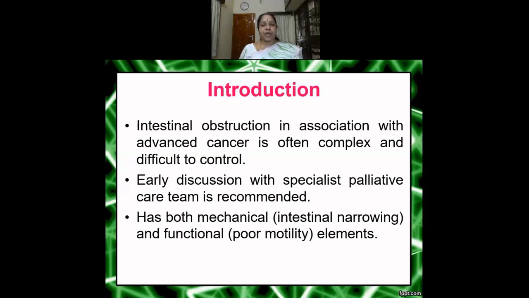Early discussion with the specialist palliative care team is recommended, because we have no control over the growth of the cancers or the tumor inside the gastrointestinal tract. It is both mechanical, that is, the obstruction will lead to intestinal narrowing, and it will also lead to functional deformities. That is, it can cause poor motility in the intestine. The peristaltic movement, pendular movement, segmental movement, all these are associated with the function of the gastrointestinal system. And if the movement of the gastrointestinal tract is slowed, accordingly certain functions will be impaired.